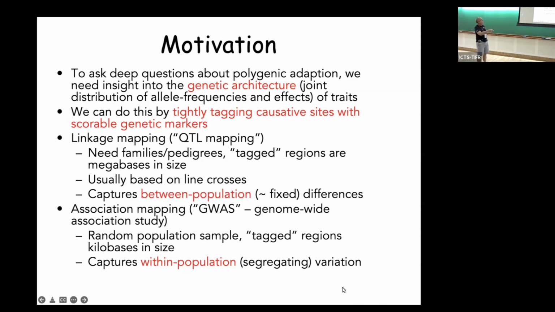So we're going to talk about linkage mapping. We'll also talk about association mapping. It uses something called linkage disequilibrium. We'll talk about that. And the key here is now I can take a random population sample.